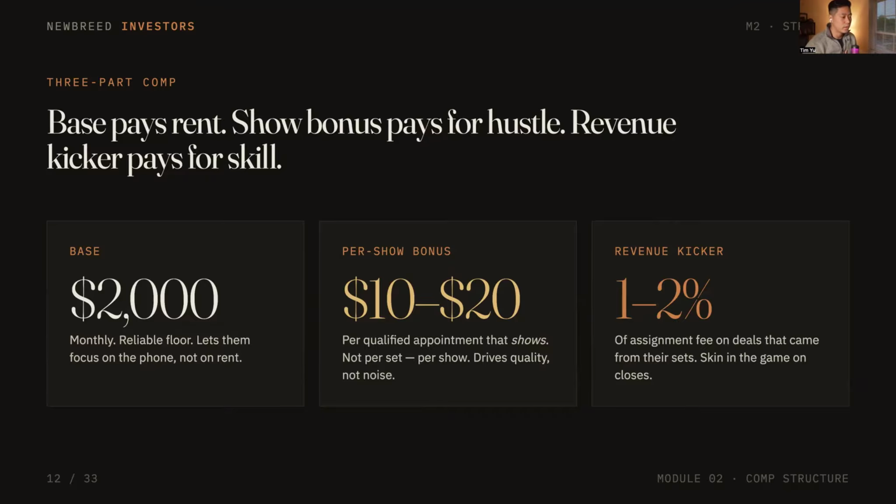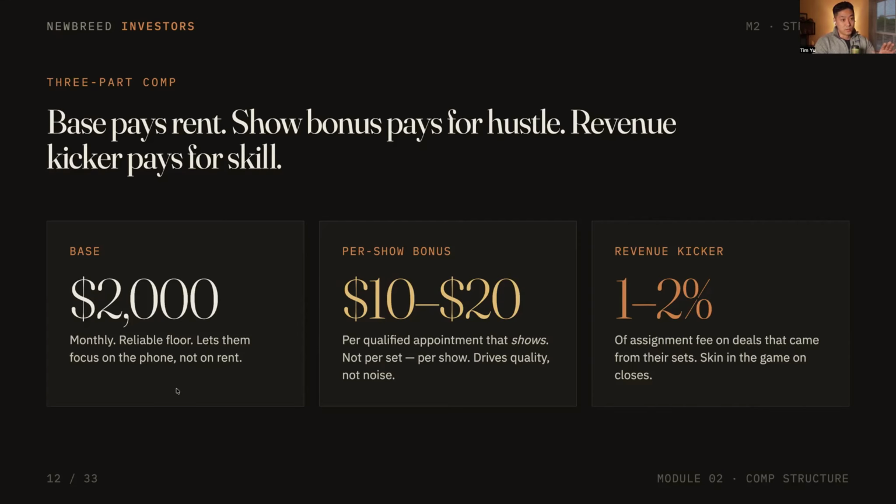So here's what I recommend. This is what we pay our guys. And we also add a little bonus, right? So the base for a lead manager should be $2,000. Now, you can do 1K a month, you could do whatever you want. 2K is for us a monthly reliable floor. So if we absolutely shit the bed, it lets them focus on calling, not on paying the rent, right?